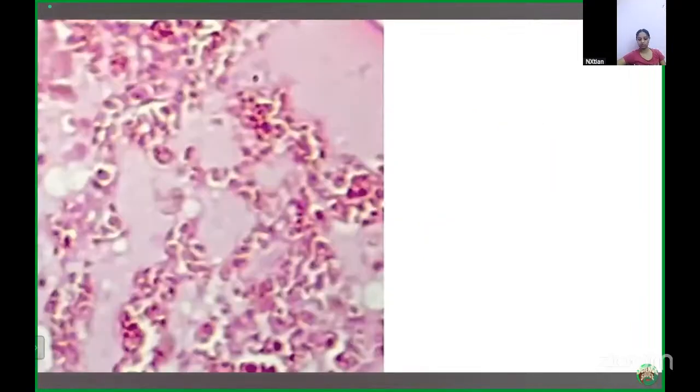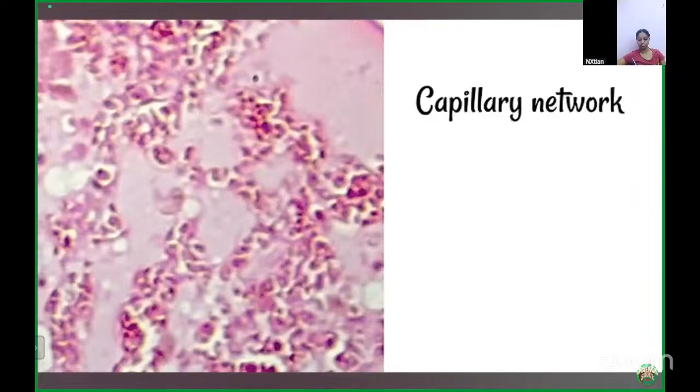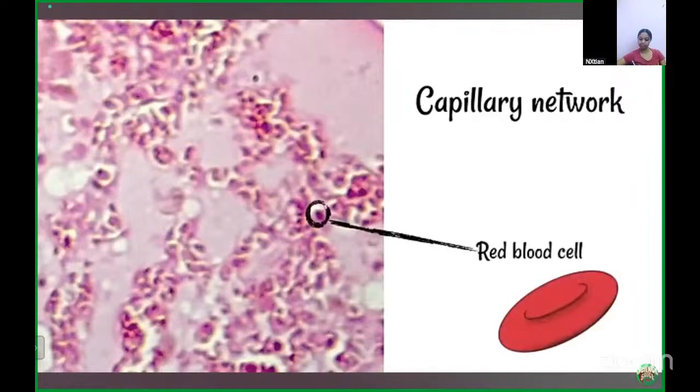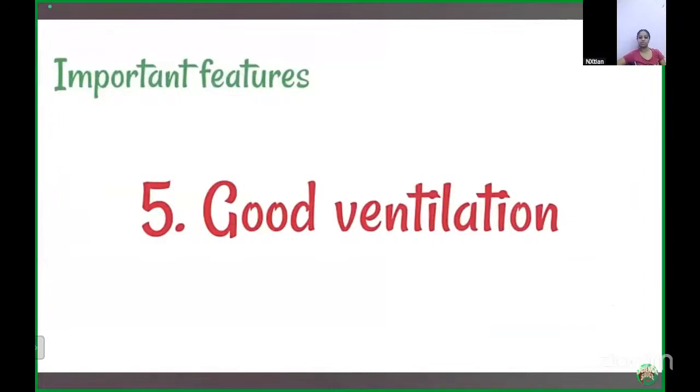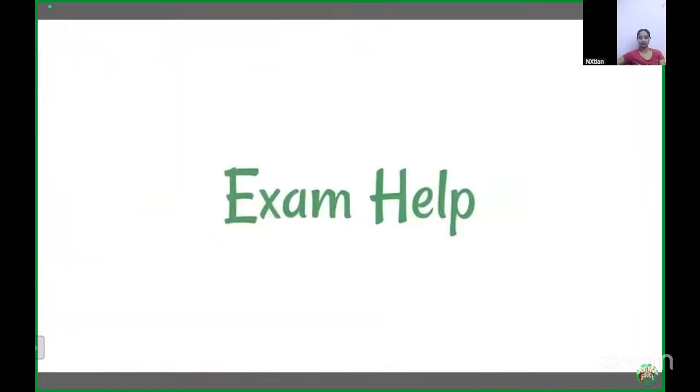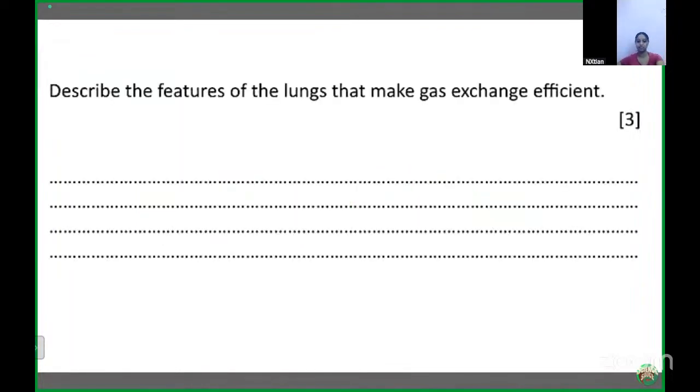If we have a little look at what lung tissue looks like under a microscope, we can see this sort of zigzag, crisscross mesh of little almost streams. This is the capillary network, and we can tell that because if we look at one of these individual little red splotches here, those are individual red blood cells. Finally, there is very good ventilation, and that basically just means there's a really good supply of air, which is supplied through breathing.